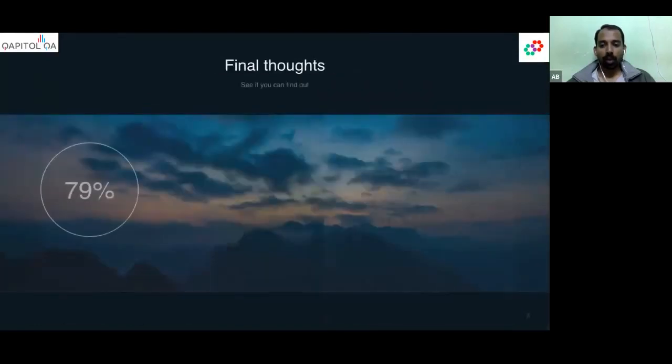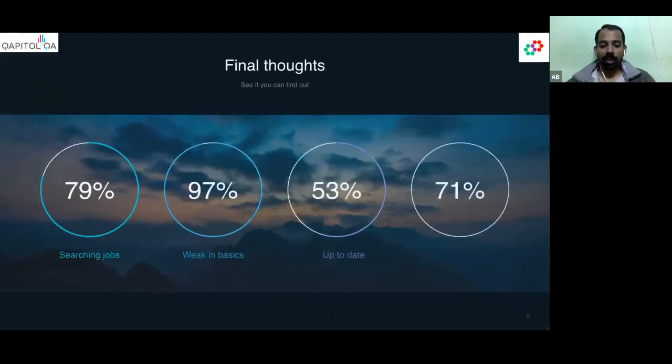And I would like to close with this final slide, which says 79% of us are searching jobs, 97% of us are weak in foundations basics, 53% are up to date with the current technology, and 71% of us will believe this slide. Don't believe everything what you see. As a tester, please question. Listen to everyone, but question. Unless you question, unless you're sharp with your questioning skills, critical thinking skills, we will not progress as a testing community.